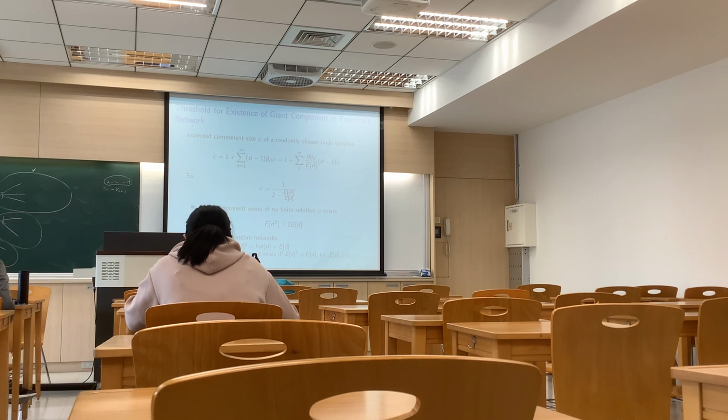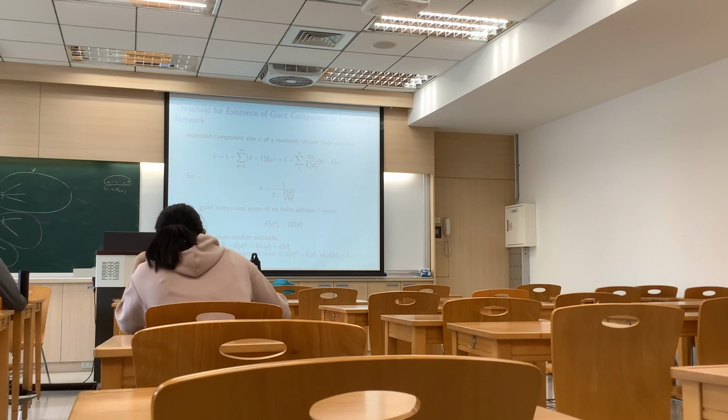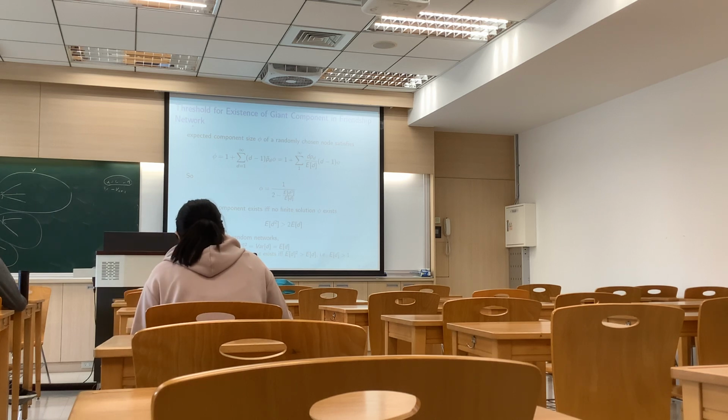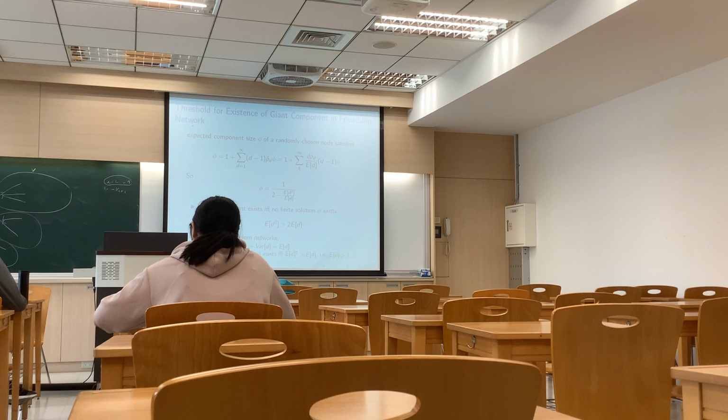But this is not self-generating, because the size of the component i's friend belongs to, excluding the original link, is a different random variable from the size of the component i belongs to. We find i by randomly picking a node, but we find j by randomly following a link. So what we need is to find a self-generating relationship.